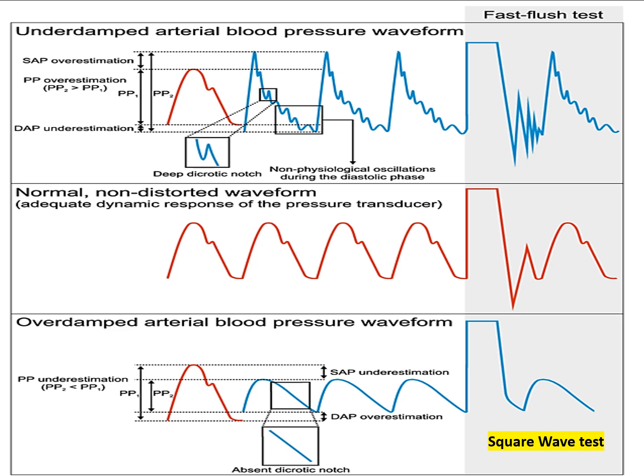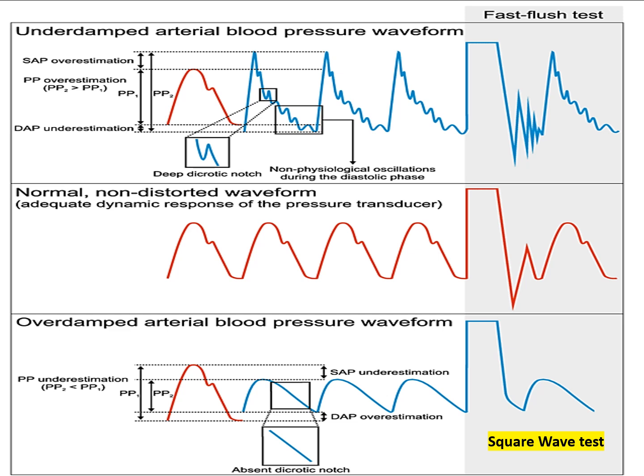This is a diagram that shows various waveform morphology in a patient who has damping. The middle one shows us the normal non-distorted waveform, which has an anacrotic and a dicrotic limb, a systolic upstroke and a diastolic runoff, with a dicrotic notch being seen well.